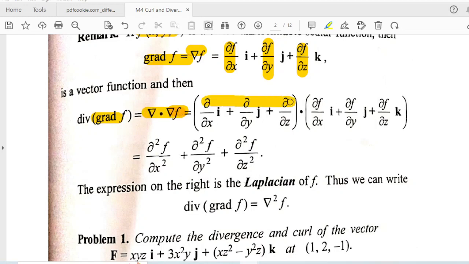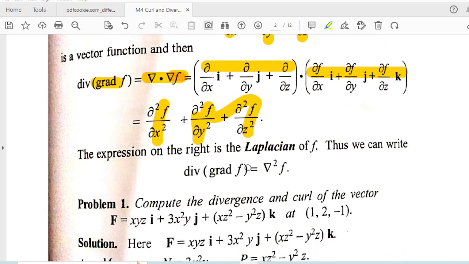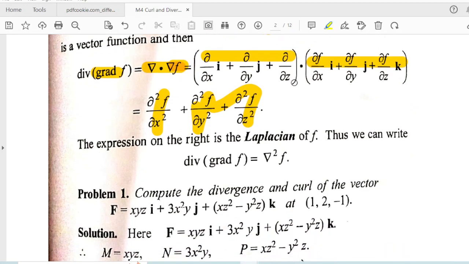So we know this is del. This is del f. Now when you are doing the dot product, you are getting dou square f by dou x square plus dou square f by dou y square plus dou square f by dou z square. So this is also known as Laplacian of f. And we can write divergence of grad f is equal to Laplacian, also denoted by del square f.